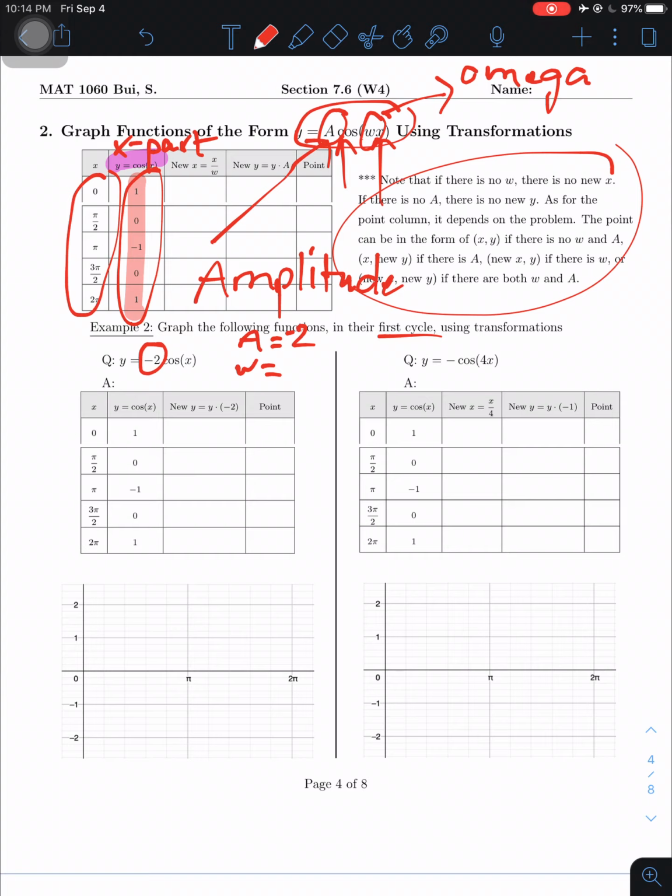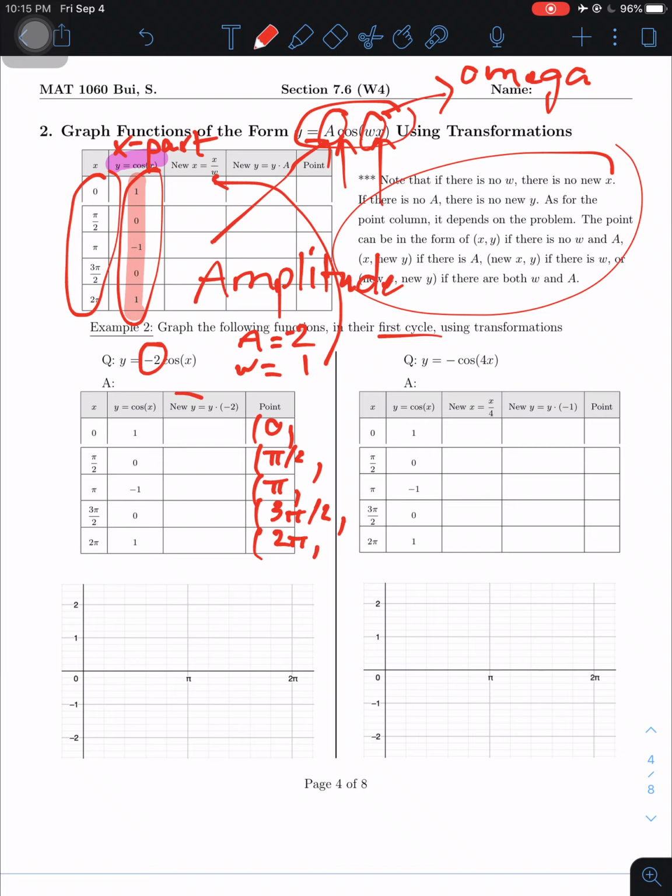So just like before, my A is -2 and my W in here, you can say there's no W and hence there's no new X, or you can say that my W is 1. So when I plug it into the formula right here, my new X equals the old X divided by 1. That means my new X is actually the same thing as my old X. With that logic, I'm going to set up my points first by opening parentheses. And because my new X is the same as my old X, I'm going to rewrite all the X parts first before I get them mixed up with the Y part.